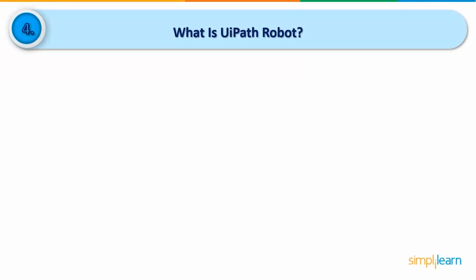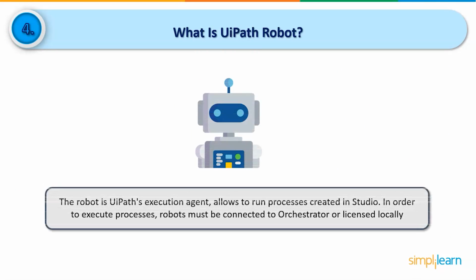Let's look at the next question. What is a UiPath robot? The robot is UiPath's execution agent, allowing you to run processes created in the Studio. In order to execute processes, robots must be connected to the Orchestrator or licensed locally.